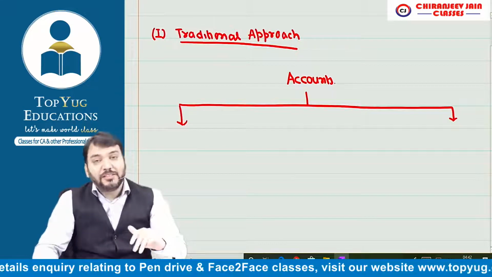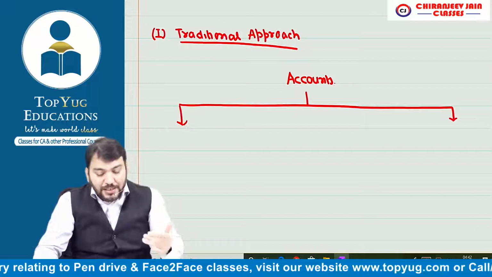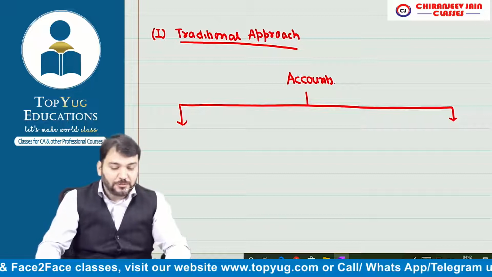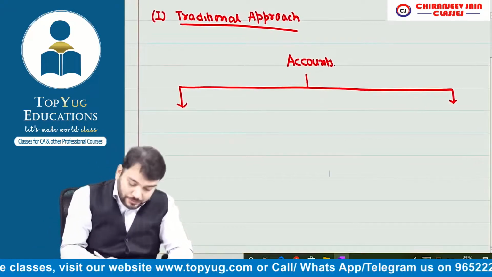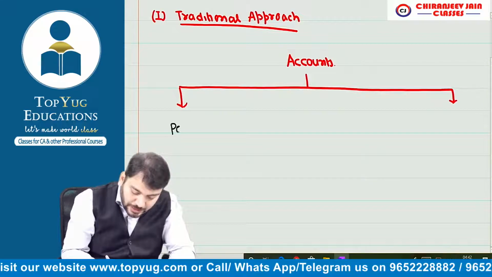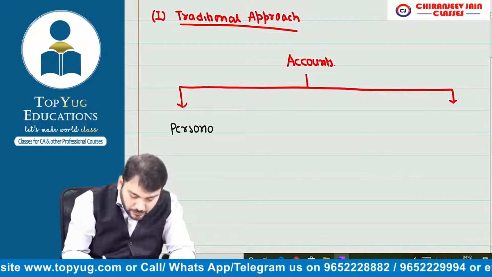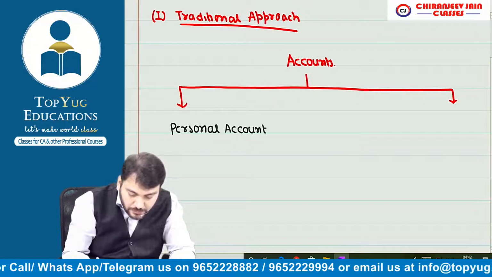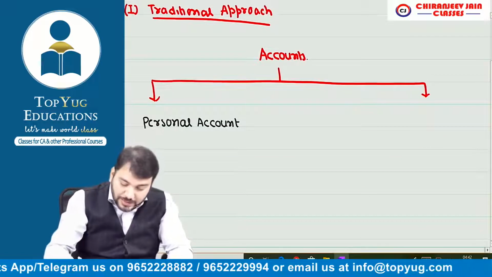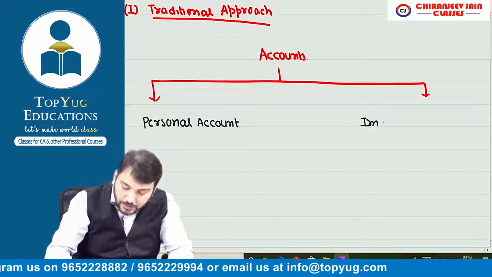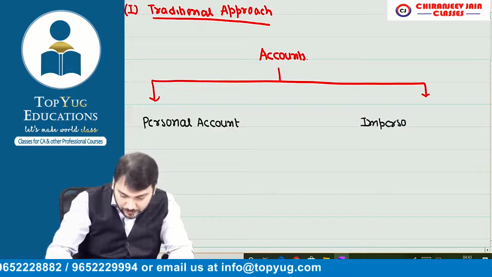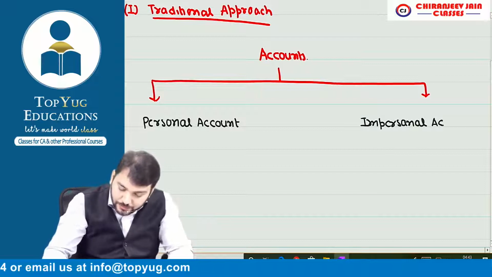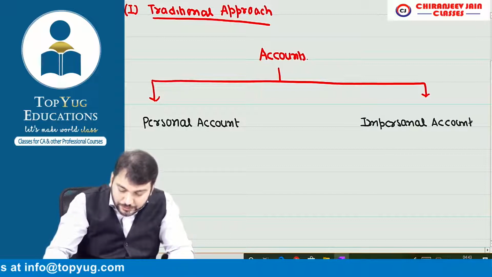So we have started the traditional approach. The traditional approach says accounts are of two types. What are the two types of accounts? Respond fast. One is the personal account. One is known as the impersonal account. Very good. Correct?